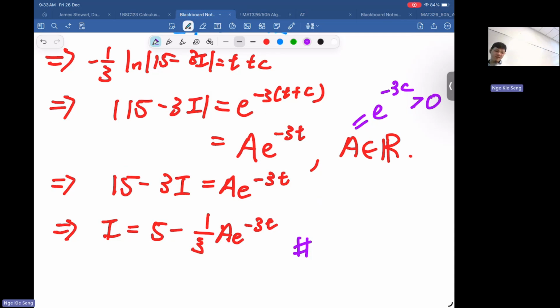Alright, so this A actually is not just a real number, but something in the positive group. Good. Okay, any other question?